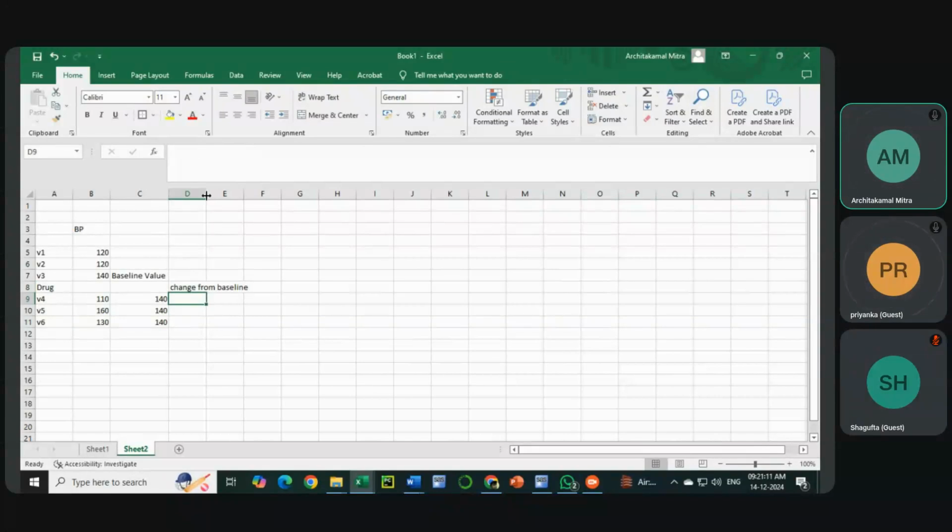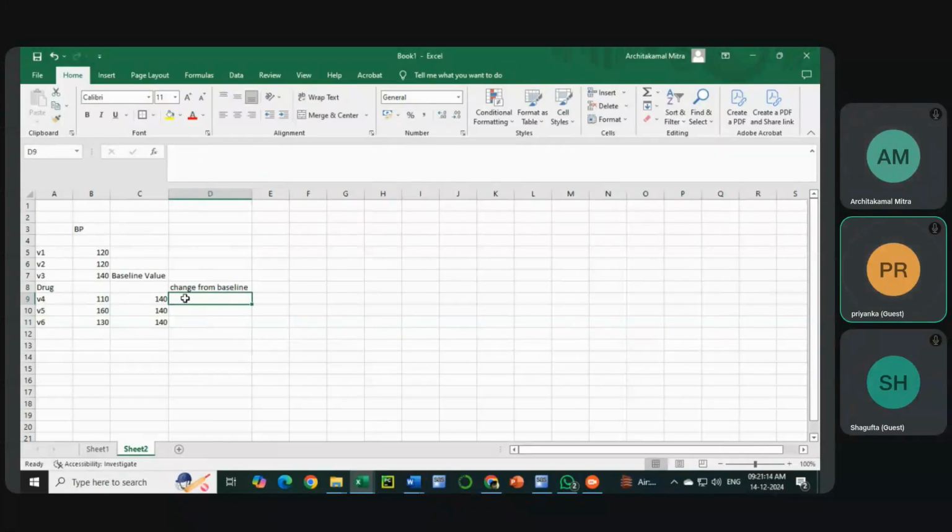What will be the change here? Nothing. Minus 30. Exactly. See this value. What is the change from baseline? Baseline was 140. After taking the drug, is there a change? Yes, it's been 110. So what is the change? 30. Let's take absolute values. What is the change? 20. What is the change here? 10.